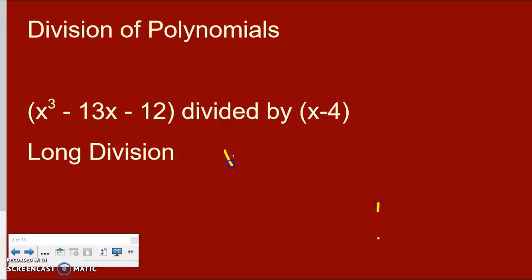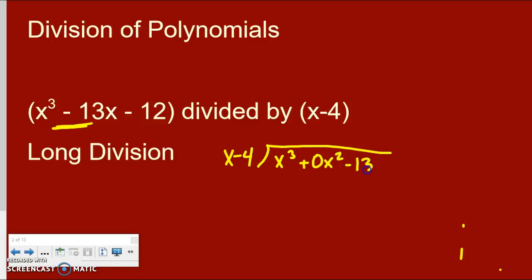So, setting it up, just like you have a million times, but here's the key. If you notice in the problem, it's skipping an x squared. You don't get to just skip them. You have to put them in there, and I'm going to put a placeholder in there. So 0x squared. Then I can continue minus 13x minus 12.